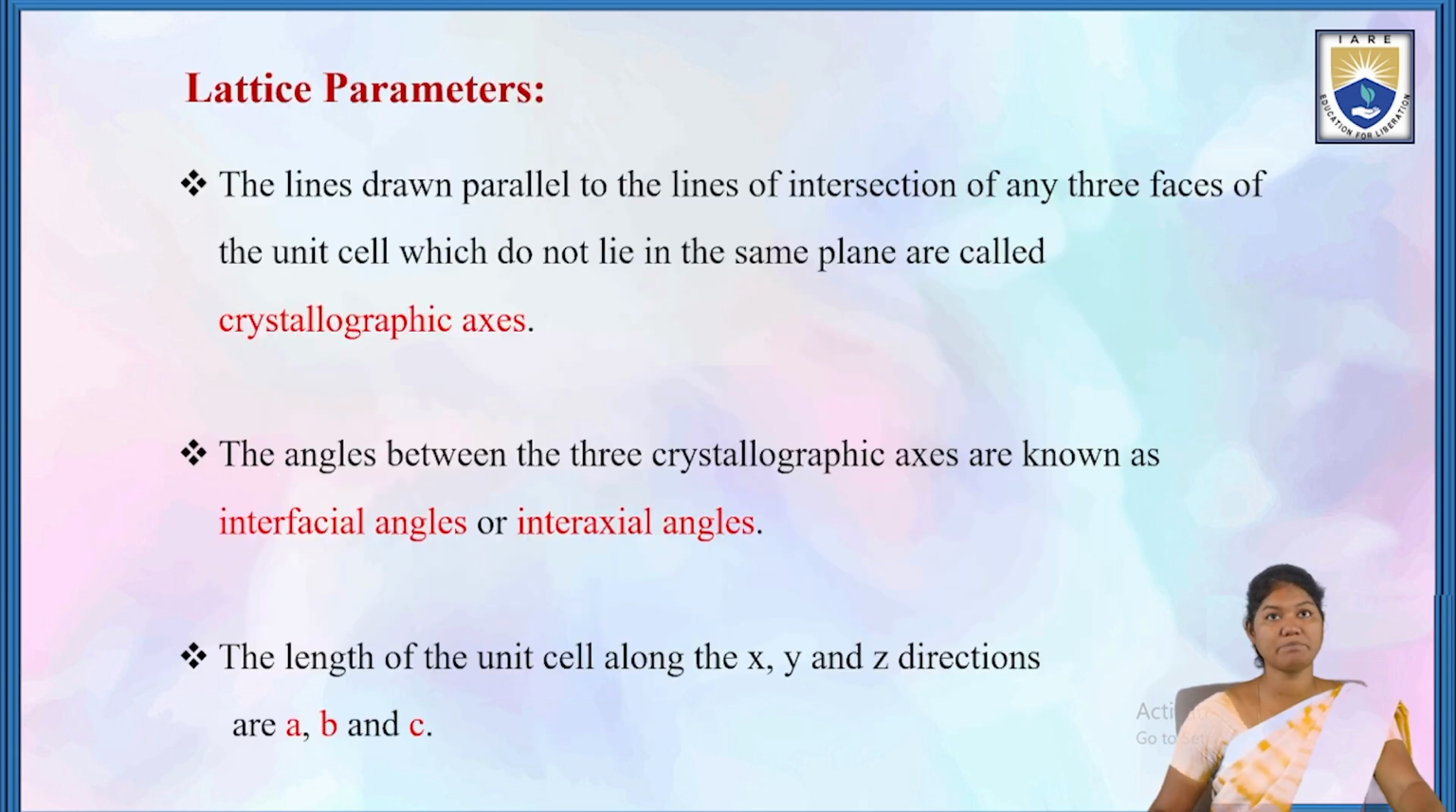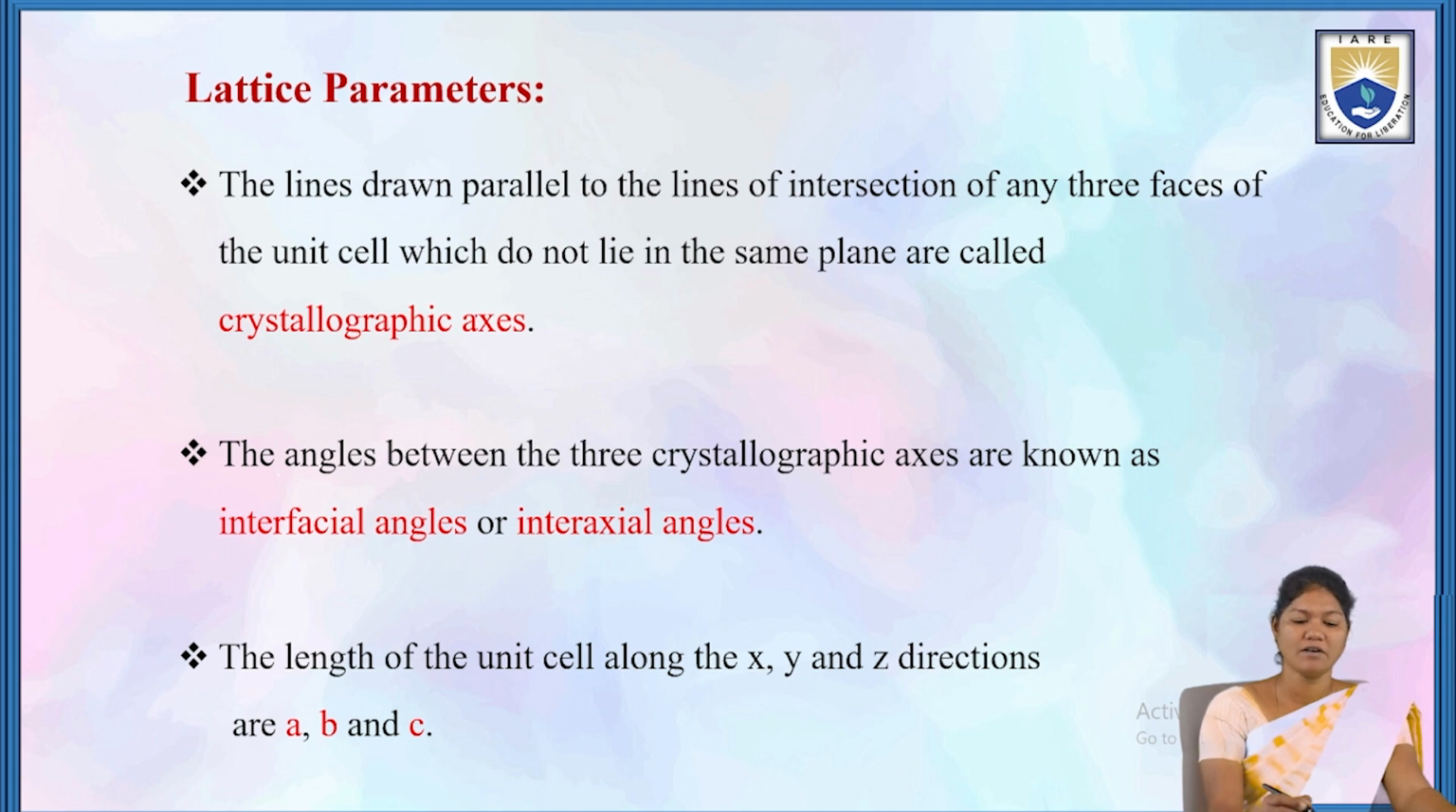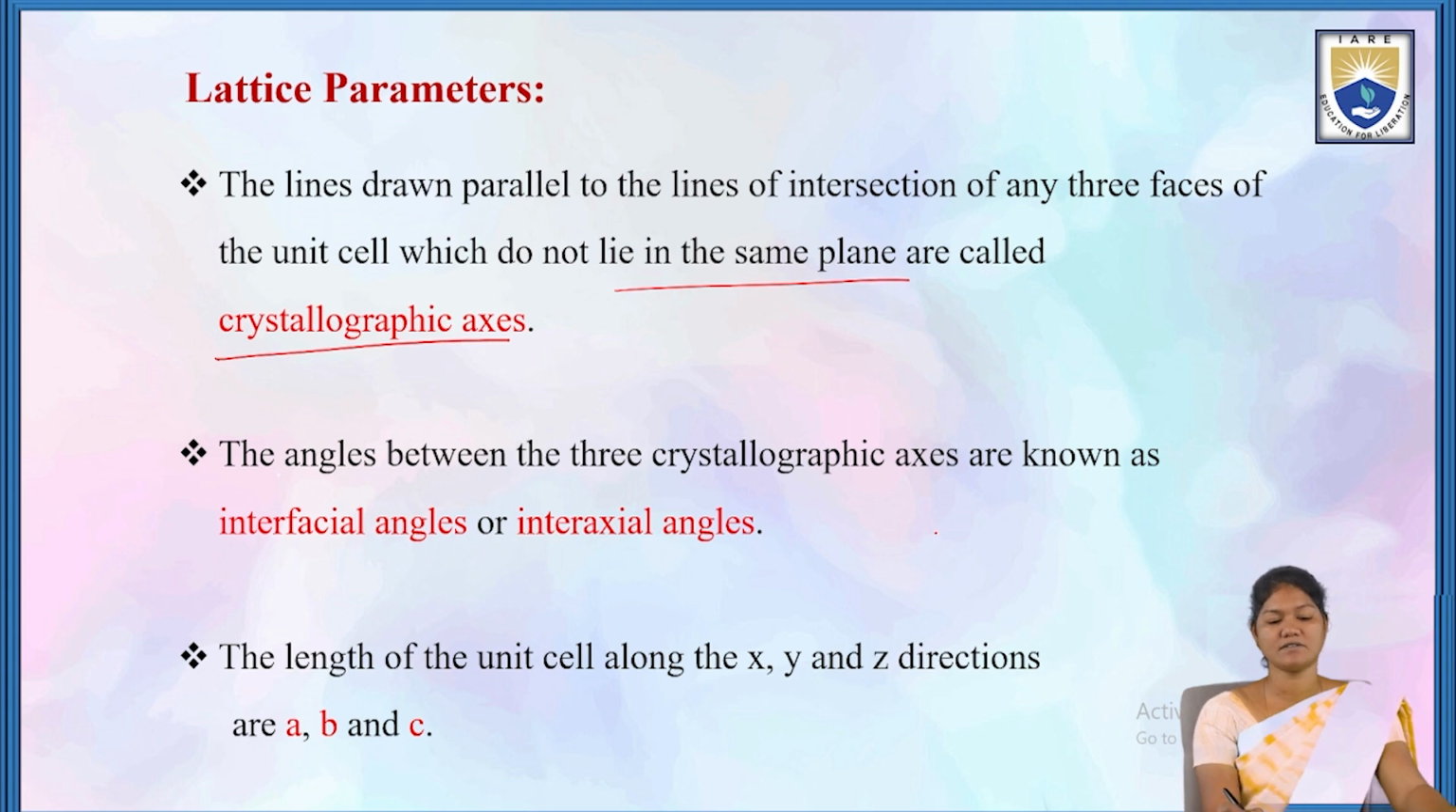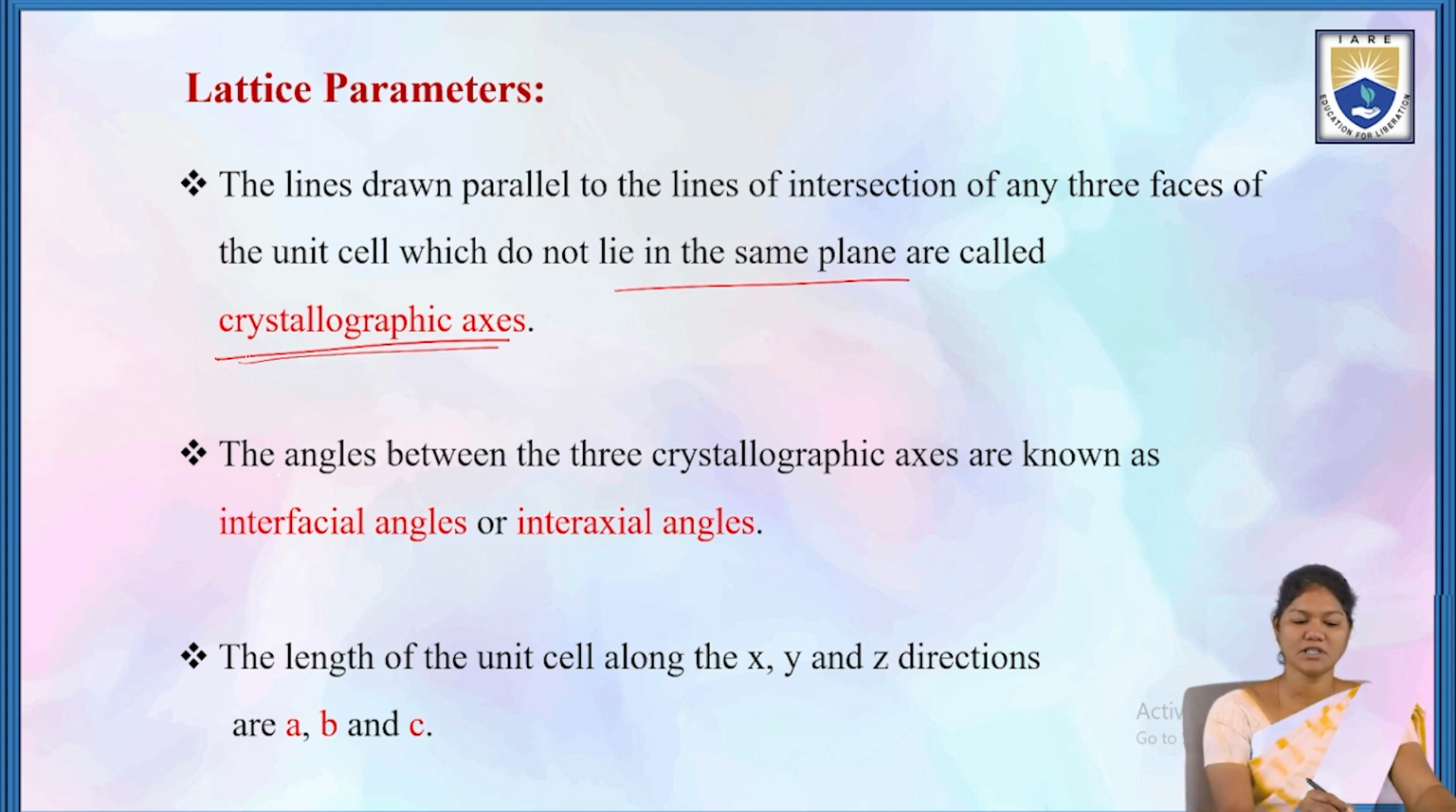So coming to the lattice parameters. The lines drawn parallel to the lines of intersection of any three faces of the unit cell which do not lie in the same plane are called crystallographic axes. In these lattice parameters we are seeing what the crystallographic axes are and what the interfacial angles are, then we'll go for the lattice parameters. So first we shall know about the crystallographic axes.